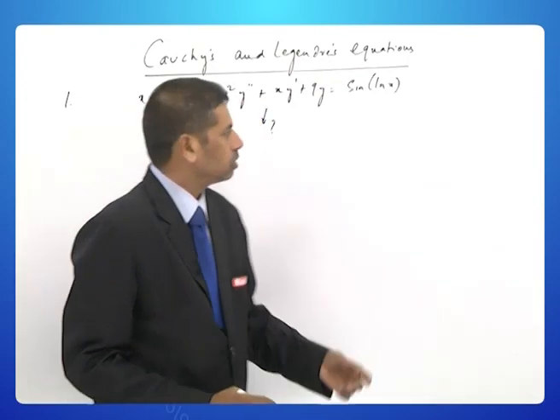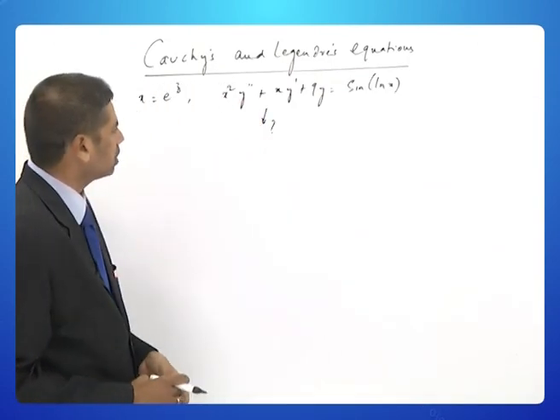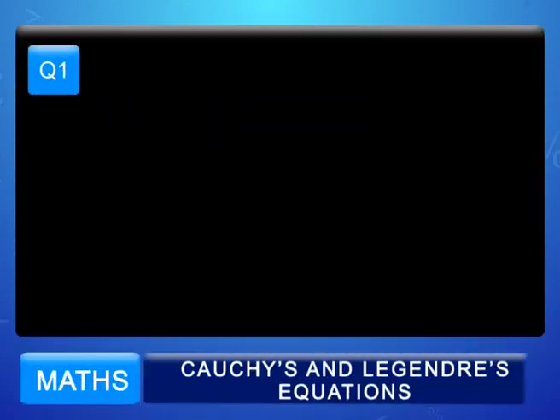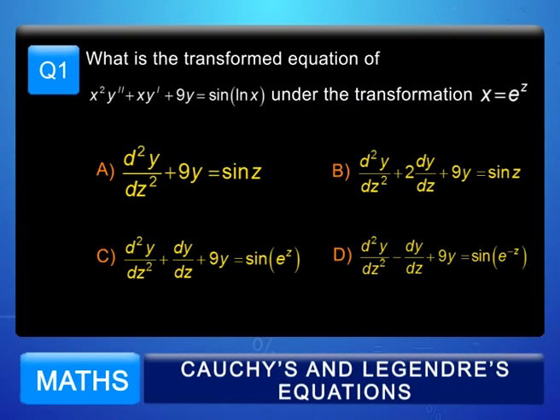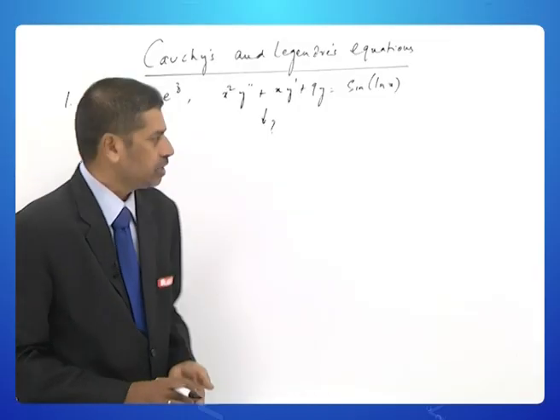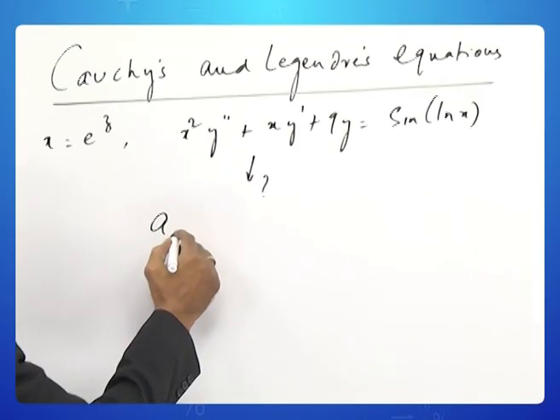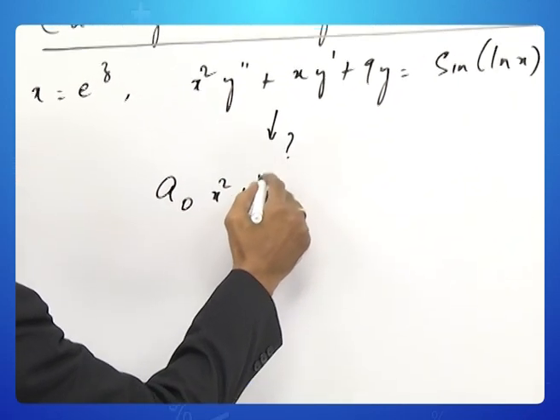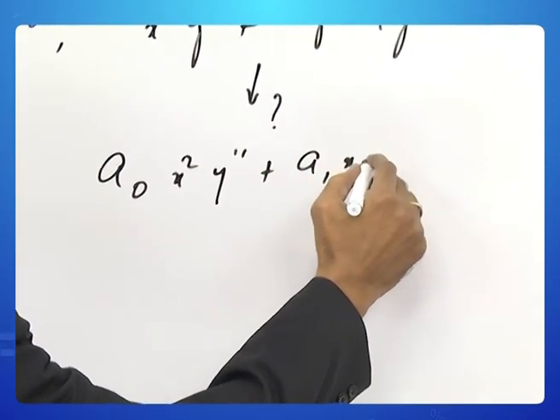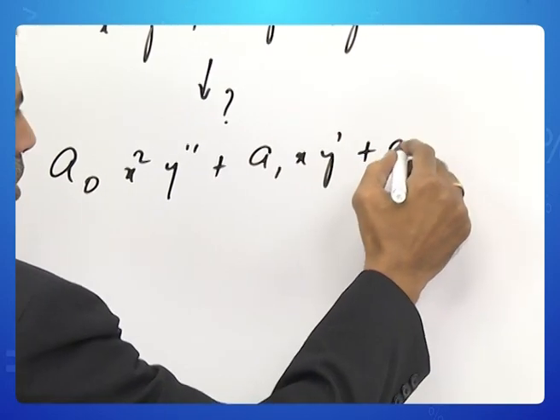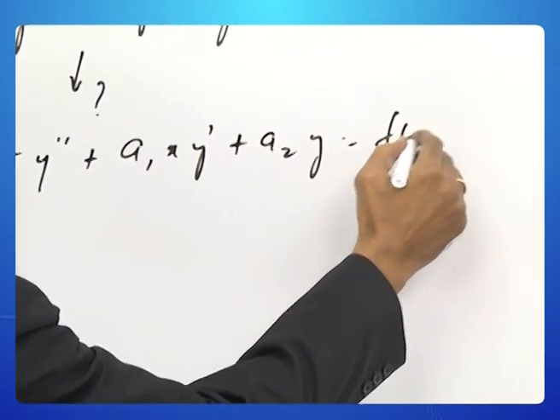Now in the section on Cauchy's and Legendre's differential equations, the first question is, what will be the transformed equation of question number 1, x square y double dash plus xy dash plus 9y is equal to sine log x, under the transformation x is equal to e power z. This is called a Cauchy's equation, which has got the standard form a naught x square y double dash plus a1 xy dash plus a2y is equal to f of x.